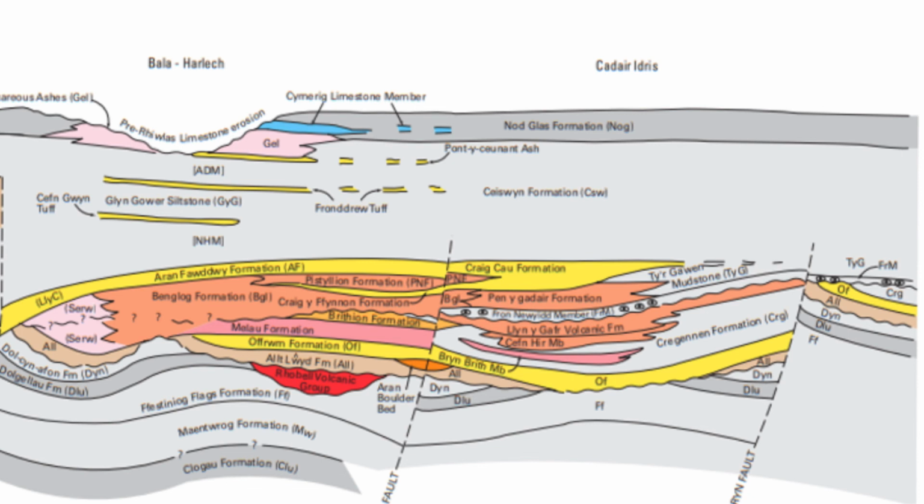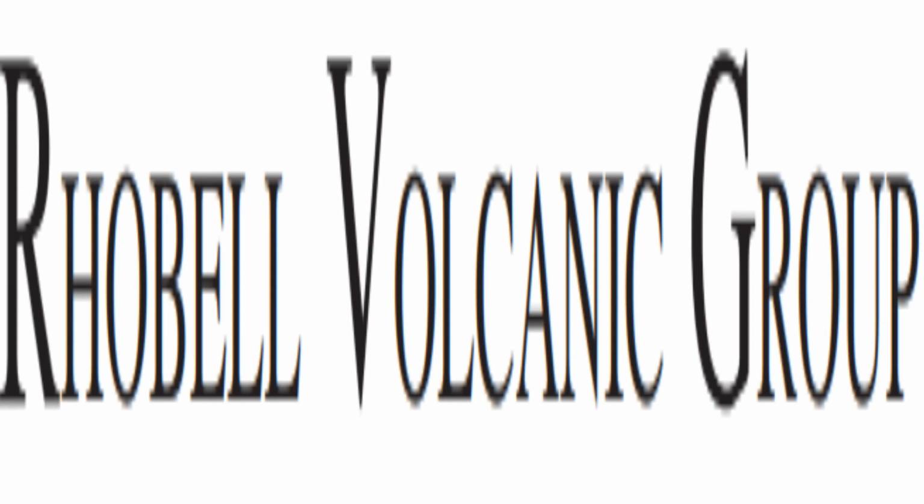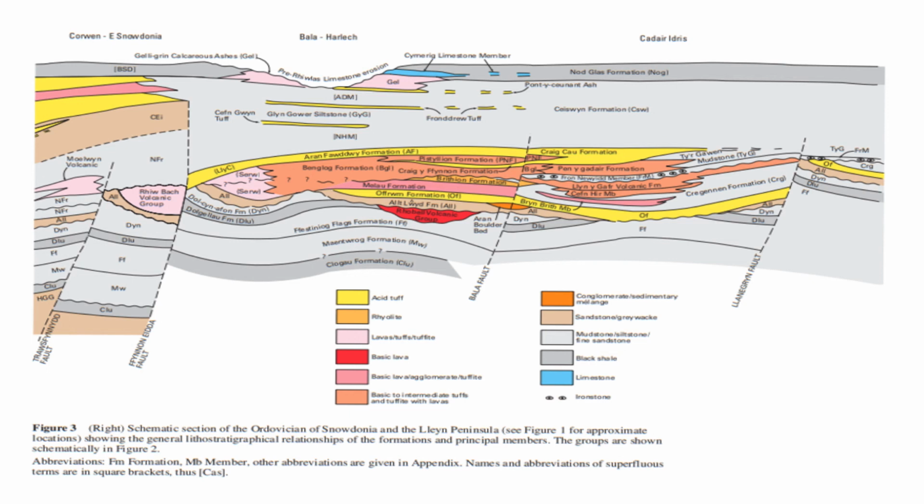To start us off, we can see a notable angular unconformity between TYG and the underlying strata. Following this is a disconformity that can be seen between ALL and DYN. The Robel volcanic group is a notable nonconformity with the surrounding strata. Well, isn't that a bingo?